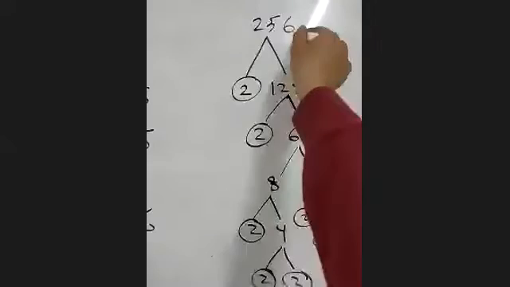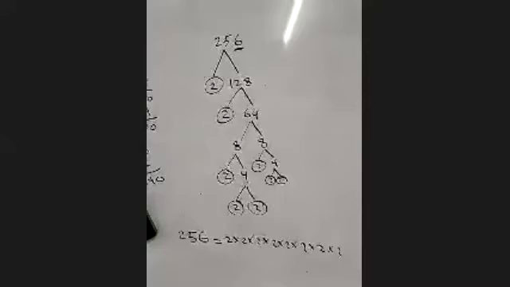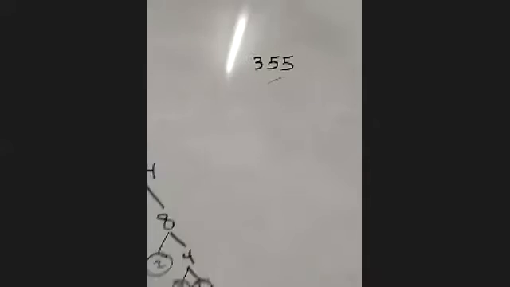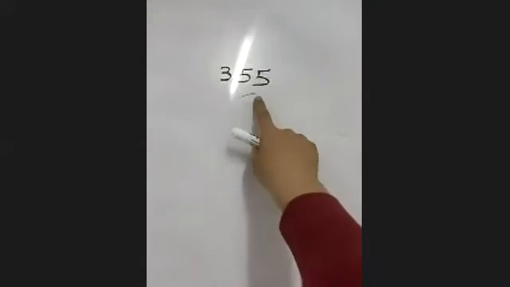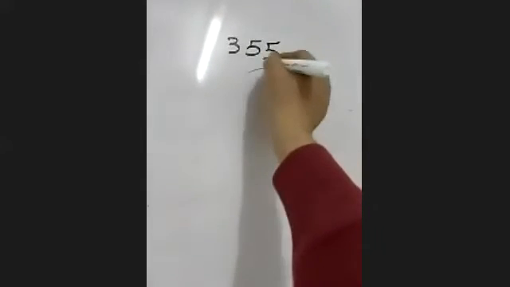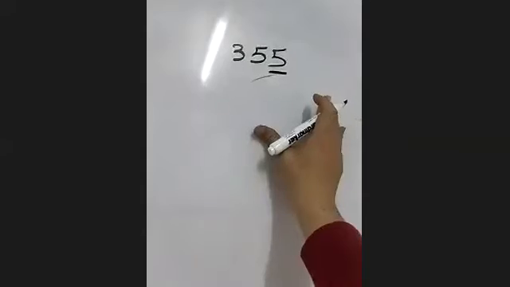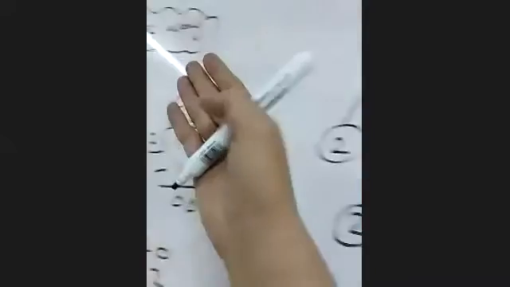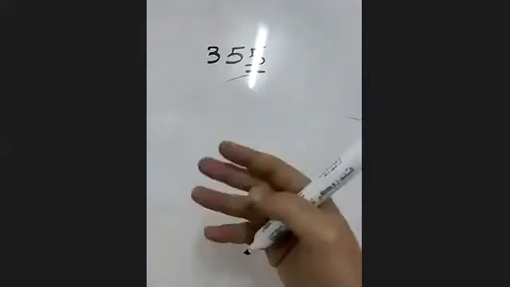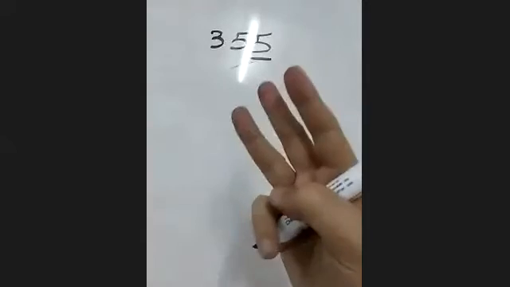But is the first number always even? No, not always. Let's take another example. For example, if we have 355, the first number here is odd. The 5 is odd, so we cannot divide by 2 like the previous examples. In this case, we try 3 and 5.